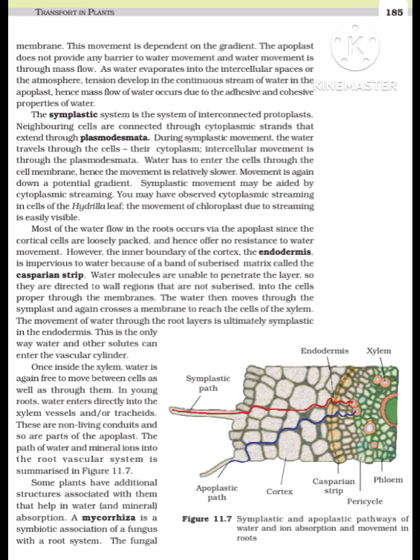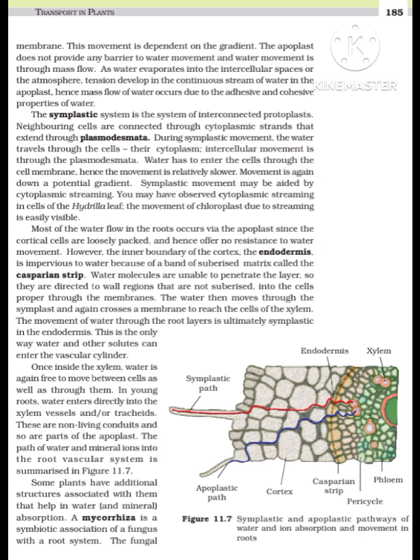This movement is dependent on the gradient. The apoplast does not provide any barrier to water movement, and water movement is through mass flow. As water evaporates into the intercellular spaces or the atmosphere, tension develops in the continuous stream of water in the apoplast. Hence mass flow of water occurs due to the adhesive and cohesive properties of water. The symplastic system is the system of interconnected protoplasts. Neighboring cells are connected through cytoplasmic strands that extend through plasmodesmata. During symplastic movement, the water travels through the cells, their cytoplasm.